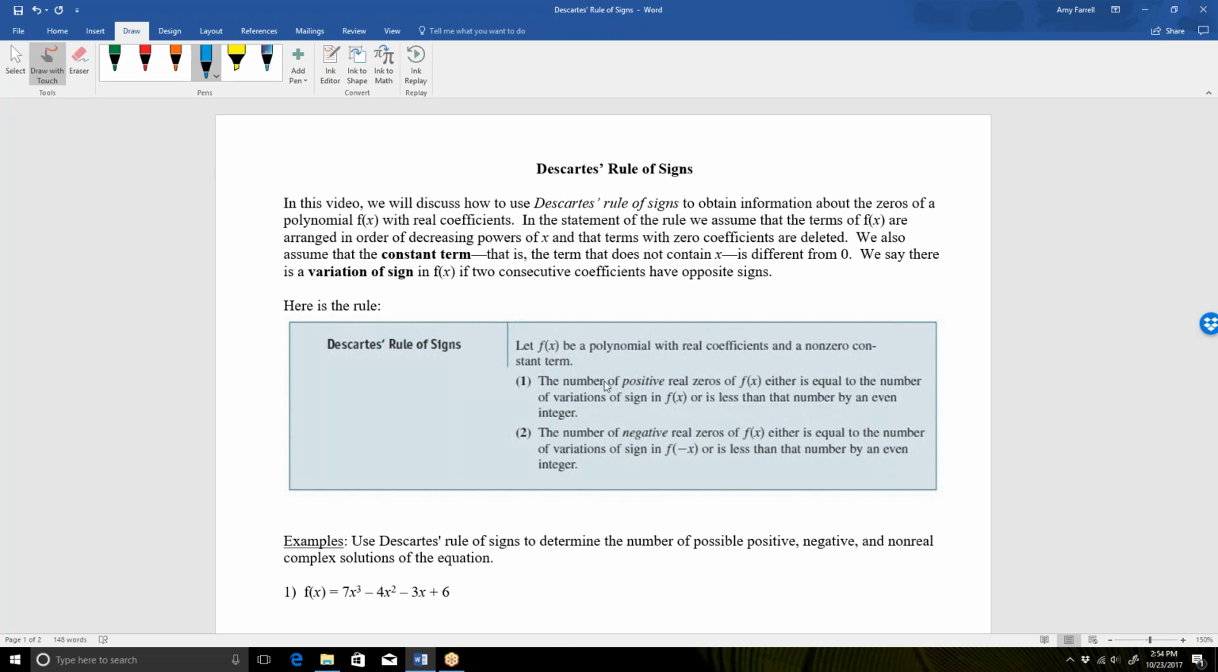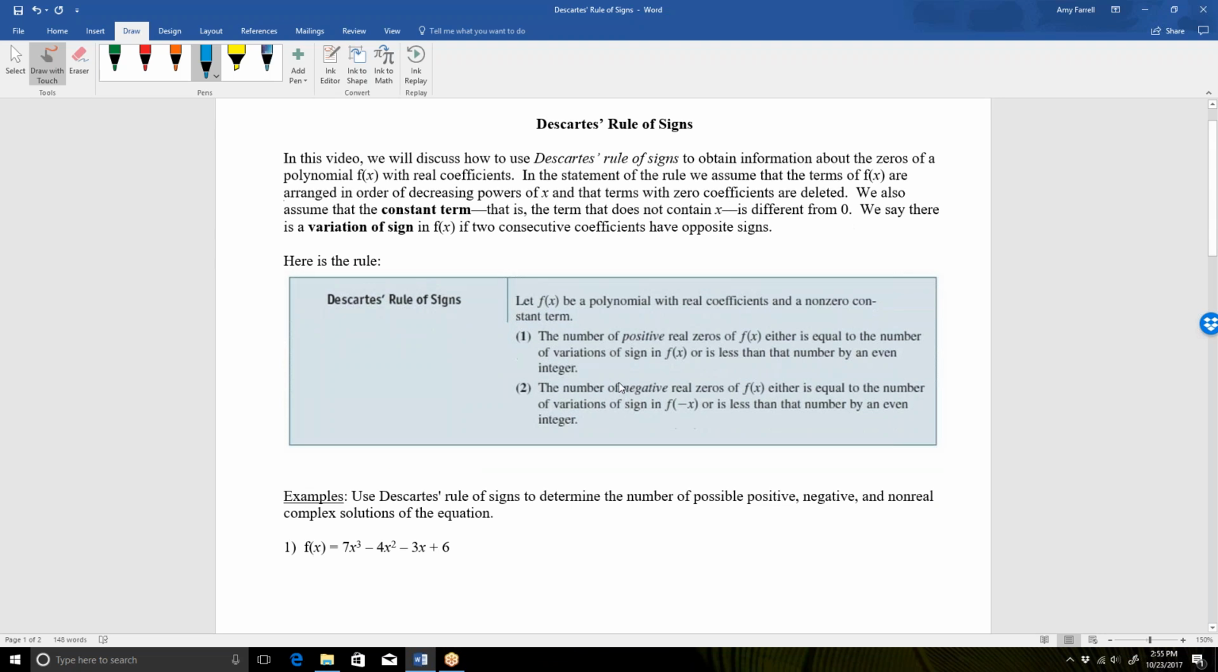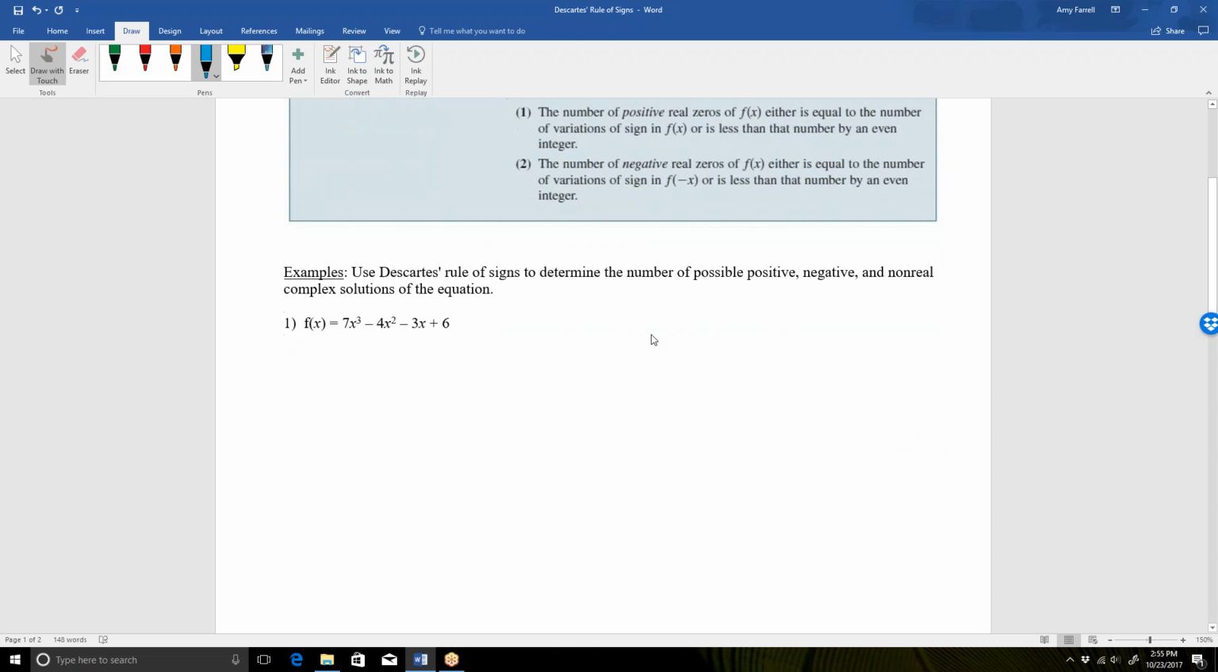And the way we determine the possible number of positive and negative real zeros of f of x is by looking at variations of sign in f of x and in f of negative x. And if you need to pause the video to read through this a little more carefully, go ahead. But I'm going to jump down and start on number 1 here.